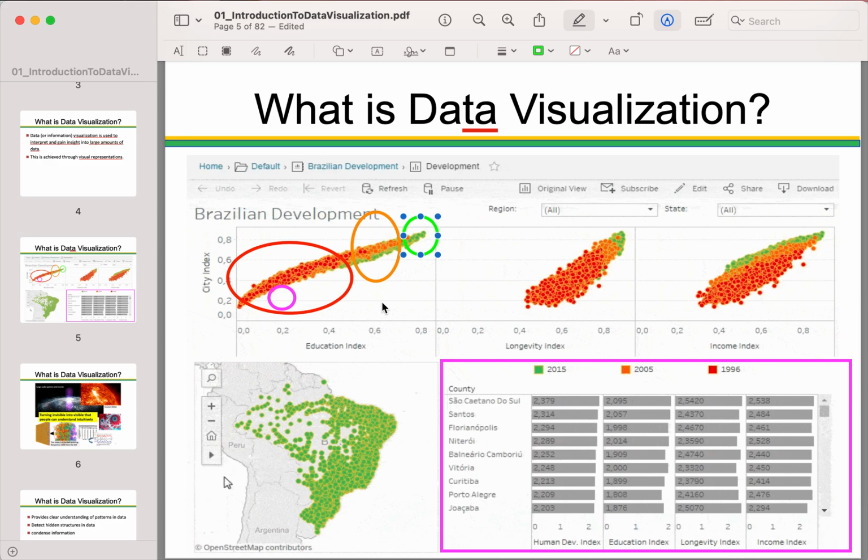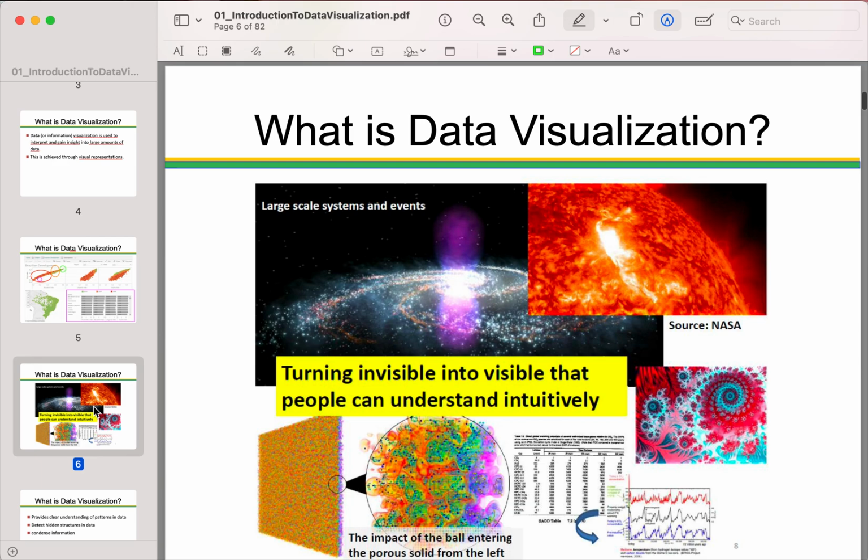So by looking at visualization of the data, it is easy to make this kind of analysis. That's why it is also important to study these visualizations, because they can help us to easily make this kind of analysis. All right, so let's look at some more visualizations here. A large-scale system and events.